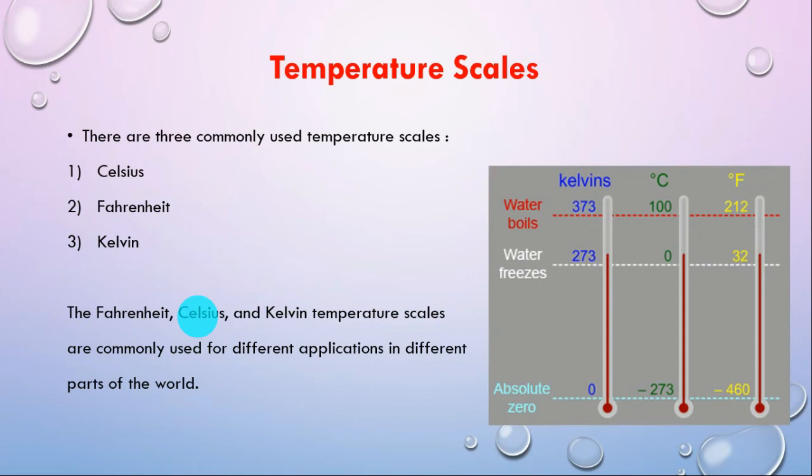Now we want to talk about temperature scales. We always hear Celsius, Kelvin, Fahrenheit. These are temperature scales, okay? The three commonly used temperature scales: Celsius, Fahrenheit, Kelvin. The Fahrenheit, Celsius, and Kelvin temperature scales are commonly used for different applications in different parts of the world. Okay, these are three different thermometers with three different scales. This one, Kelvin thermometer, Celsius thermometer, and Fahrenheit thermometer.